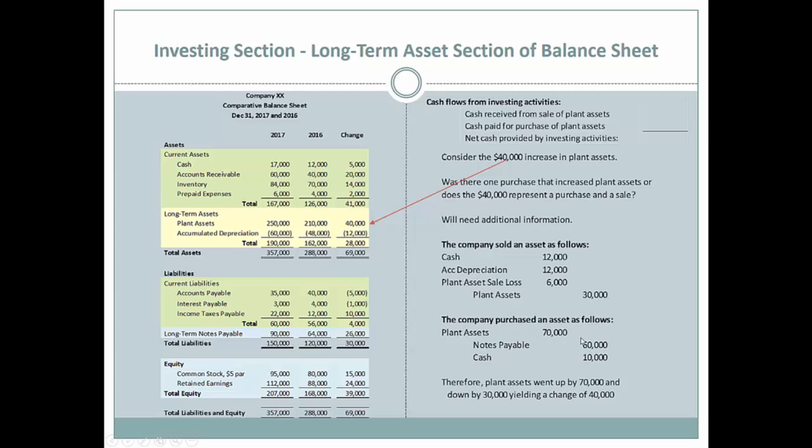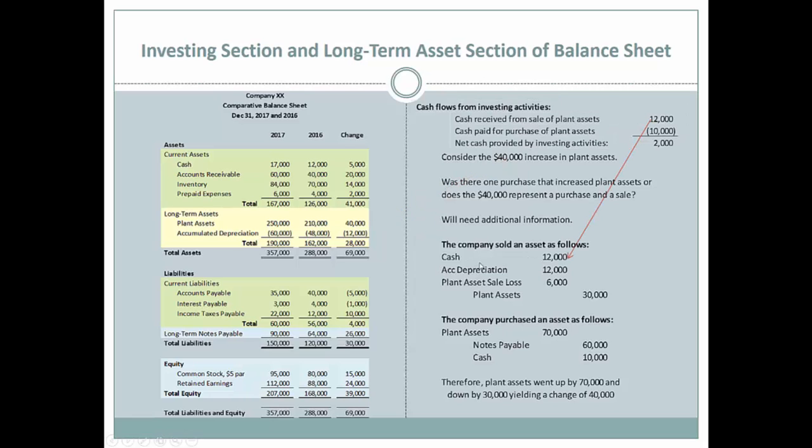And we can see from the information provided in the problem that there was a note payable that they consummated for $60,000 and they paid $10,000 cash down. Therefore, plant assets went up by $70,000 and went down by $30,000, yielding a change of $40,000. This is one example. There'll be many gone over in class and in homework. This is just to give you an idea of how this is configured. I can't possibly go through every possible scenario, so we'll learn about it in class, but this will show you how the information is pulled together.